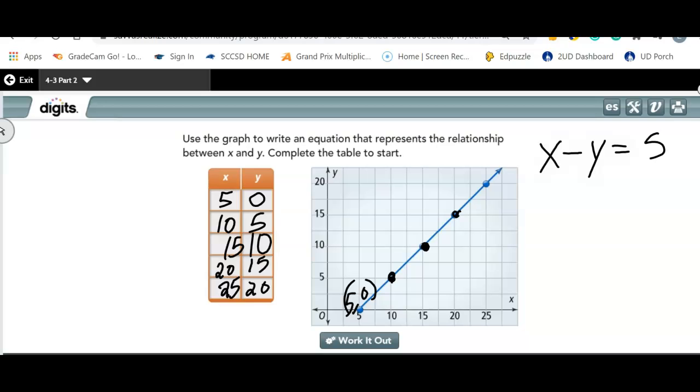X minus y equals 5. Does this work? 5 minus 0, does that equal 5? 10 minus 5, does that equal 5? 15 minus 10 equals 5. That works. What's a different one?